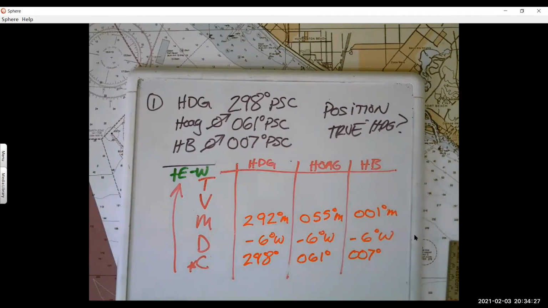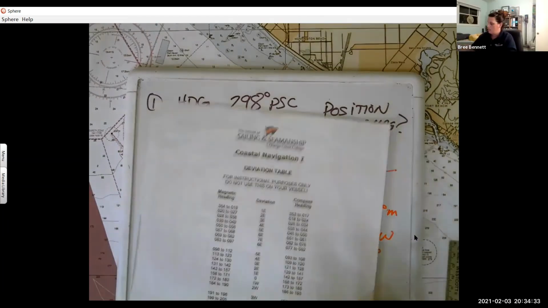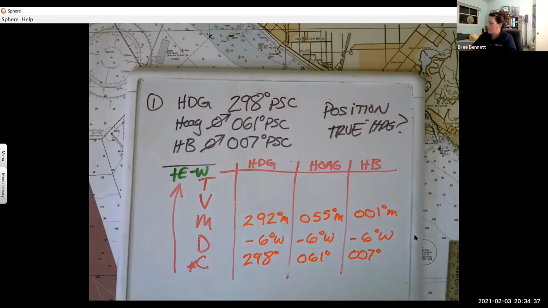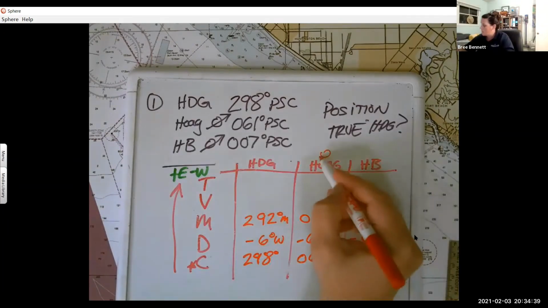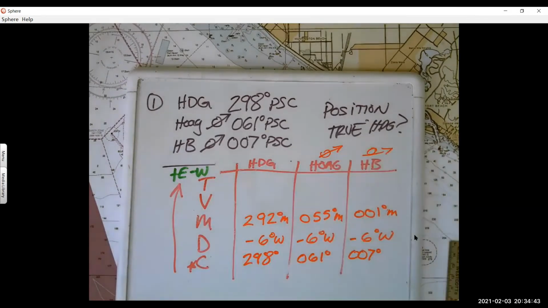And why is the deviation the same for everything? Because deviation is based on heading. Got it. So this is our heading. These two are bearings. It's just the deviation for everything then. Correct, because of our heading.